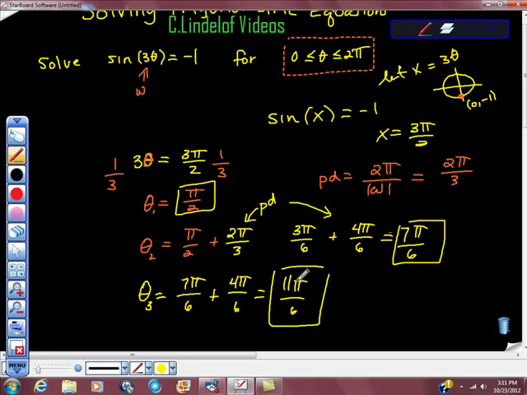I don't think we can get a fourth one because 11 pi sixths is very, very close to 2 pi. And I believe if we added 2 pi thirds to that, we'd go over 2 pi. So I'm going to stop there.